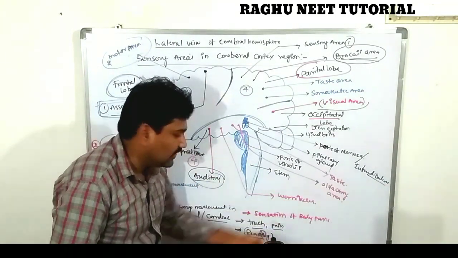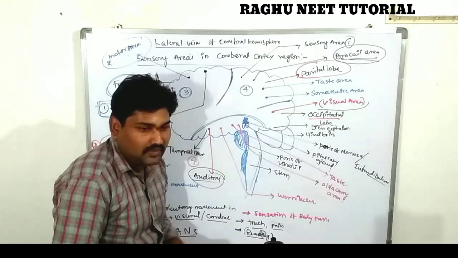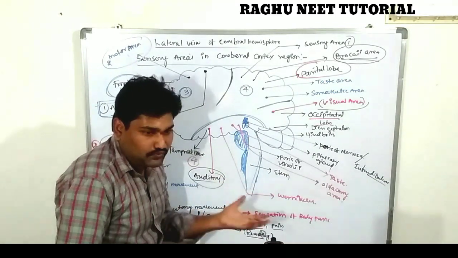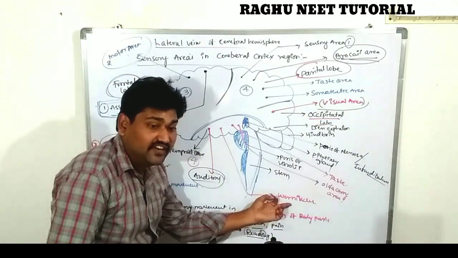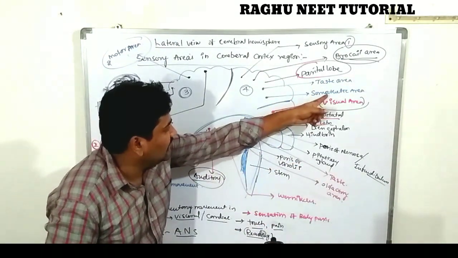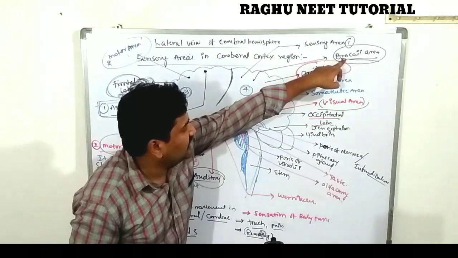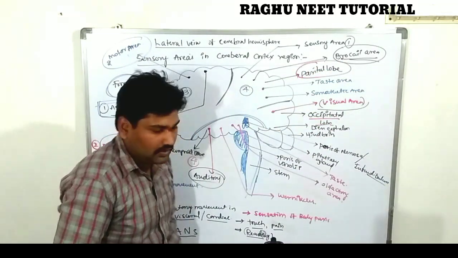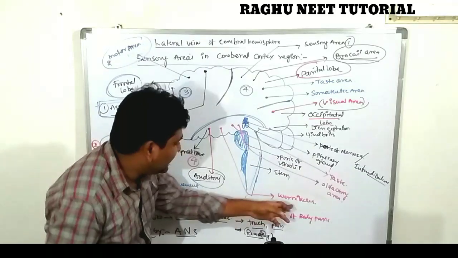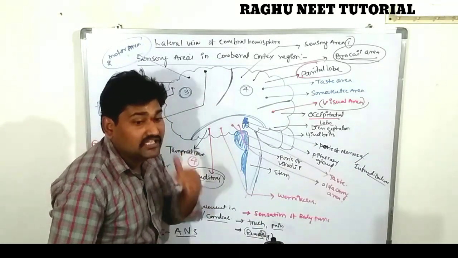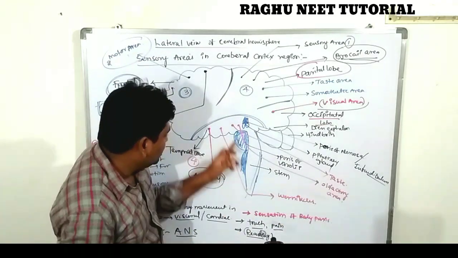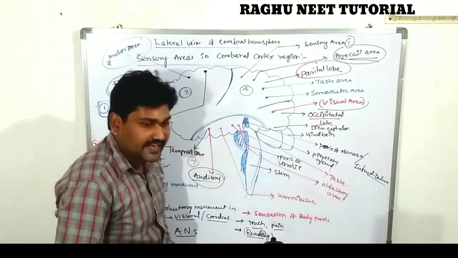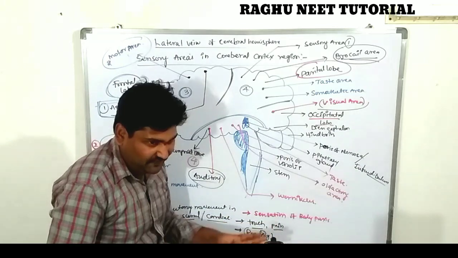Next, what is Wernicke's area? This area is useful for understanding the way of speaking. Broca's area is useful for the way of speaking, while Wernicke's is useful for the understanding of speech. The next one is taste. It is also useful for the perception of the taste of food.